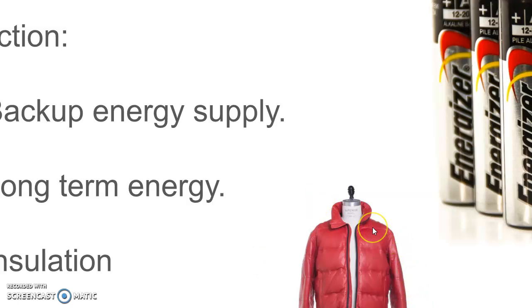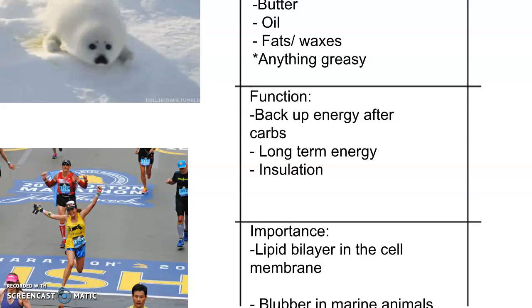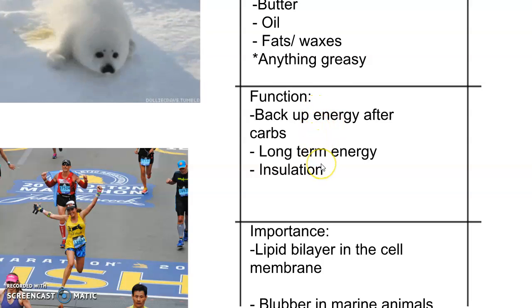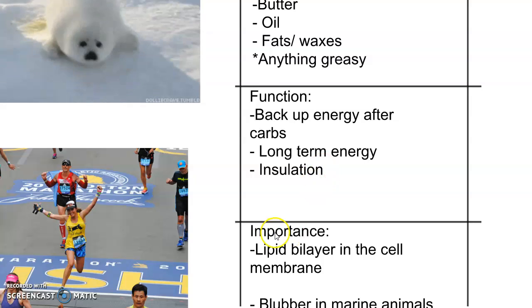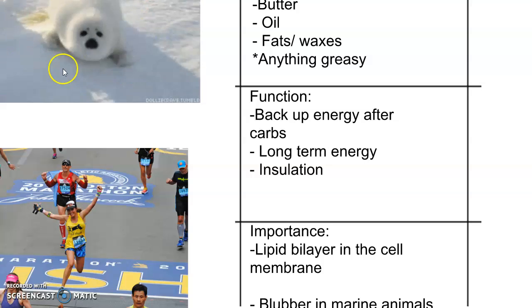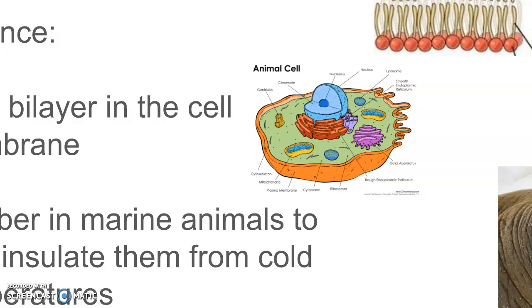So things that are in the colder weather, they're going to have more insulation in their body, so more fat in their body. So lipids, the types of food: butter, oil, fats. The function is going to be backup energy after carbs, long-term energy, insulation. The importance is going to be the lipid bilayer in the cell membrane, and blubber in marine animals to help insulate them. Isn't he cute? Lipids, the importance is going to be the lipid bilayer in the cell membrane, blubber in marine animals to help insulate them.